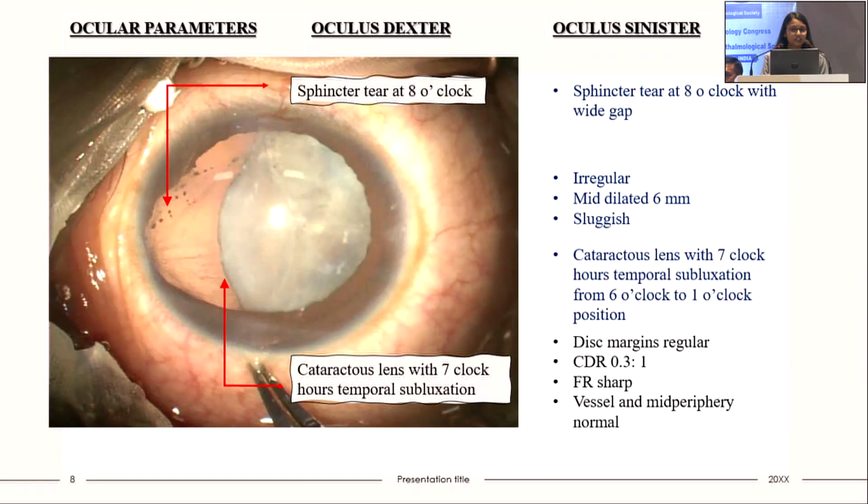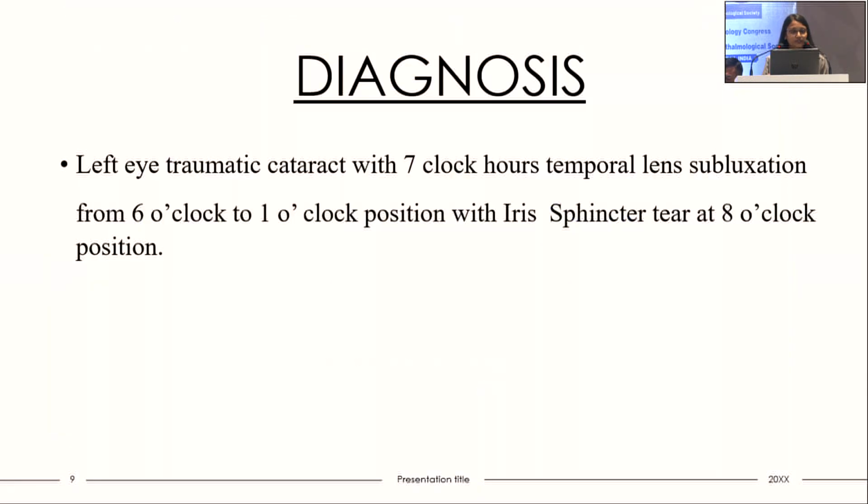Iris showed a sphincter tear at 8 o'clock position with wide gape, and the pupil was irregular, mid-dilated and sluggishly reactive. Lens was cataractous with 7 clock hours of temporal subluxation from 6 o'clock to 1 o'clock position. The fundus findings were within normal limits. The right eye findings were within normal limits.